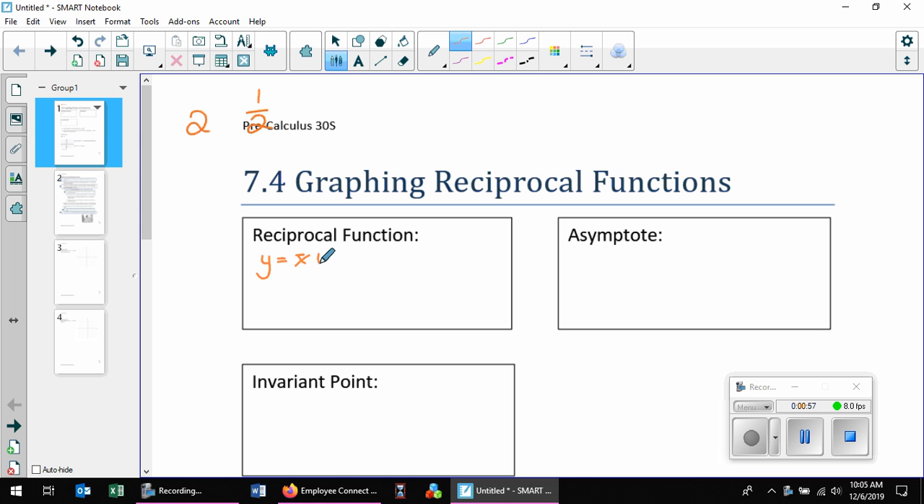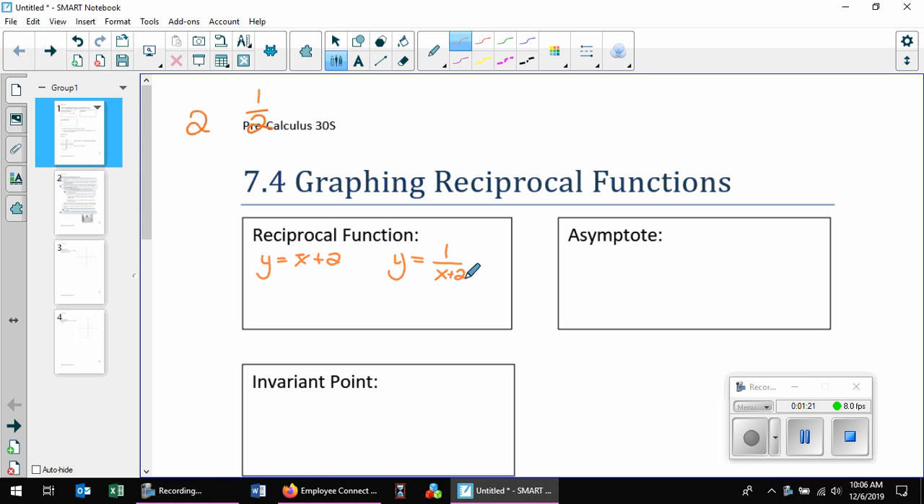So if I give you the function y equals x plus 2, what's the reciprocal function to that? Okay, so we're looking at putting it over 1. So we're doing the reciprocal of something.